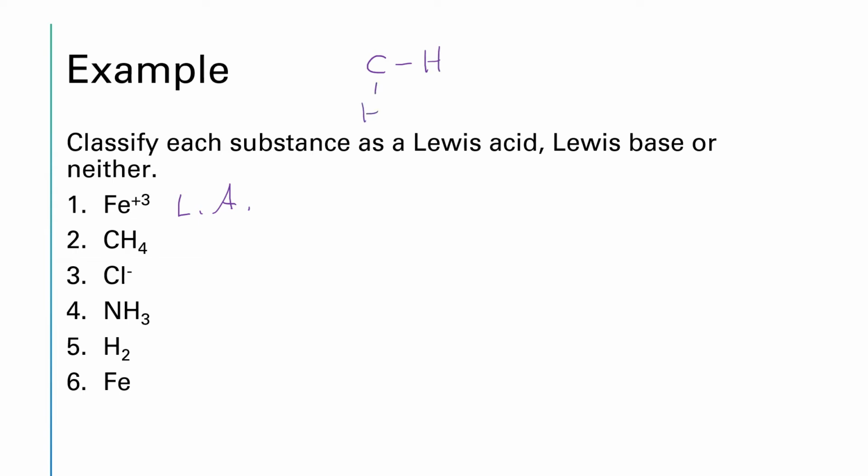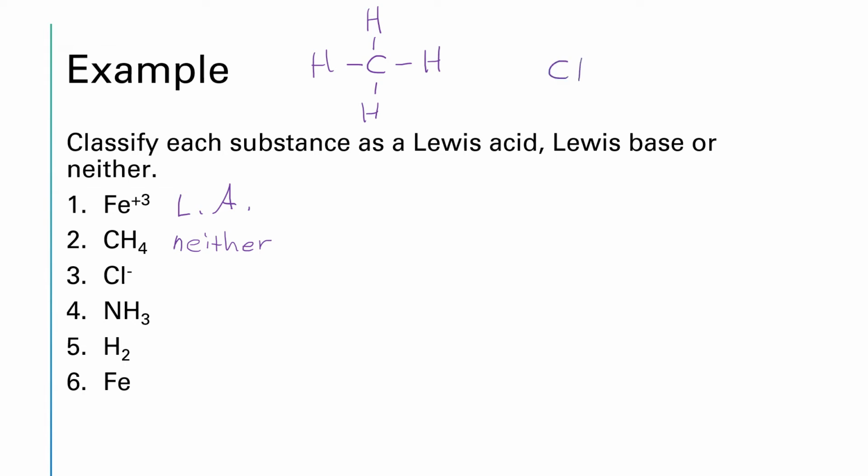CH4 has a central carbon atom surrounded by 4 hydrogens, and the carbon atom is completely full. It has its octet satisfied. The hydrogens all have their duet satisfied. There are no lone pairs on here. So this molecule will be neither a Lewis acid nor a Lewis base. There's no spot for it to accept an electron pair, and it has no electron pair to donate.